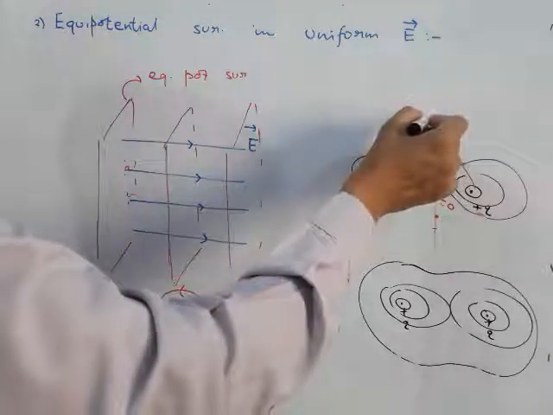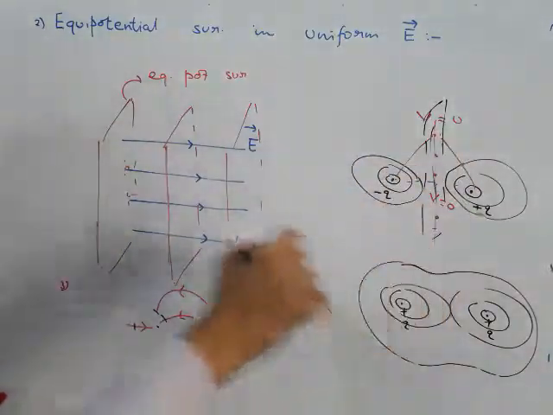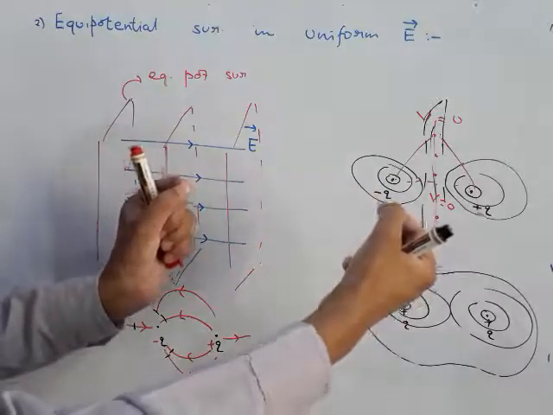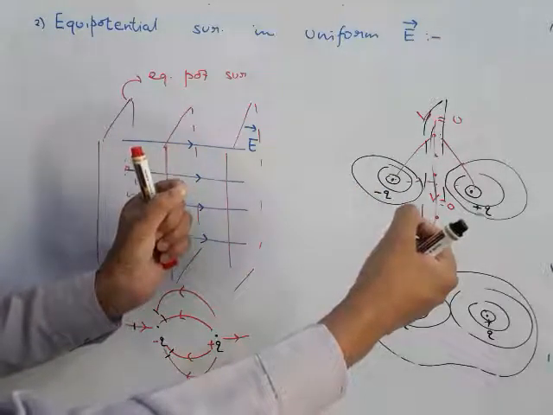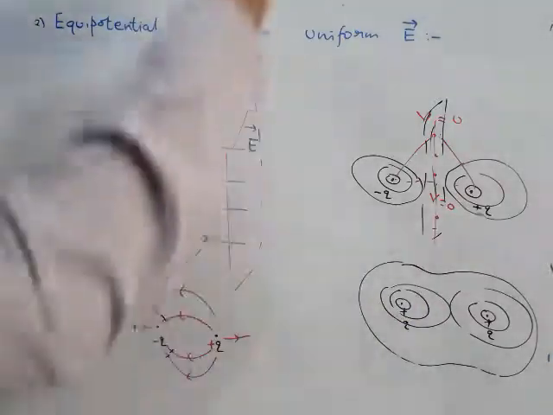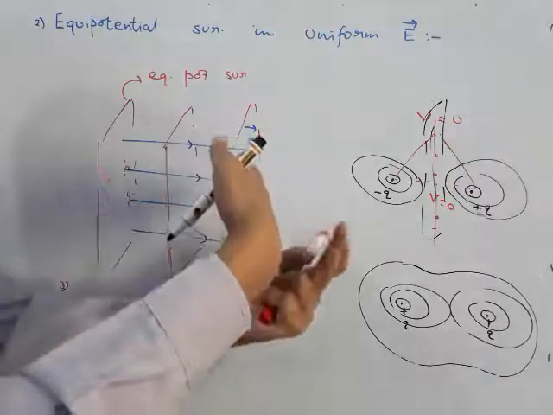If you have an equatorial plane, that is, the plane will look like this. If we have these 2 charges minus q and plus q like this, the equatorial plane will be passing through the midpoint and will be like so. It will be perpendicular to the line joining the 2 charges.